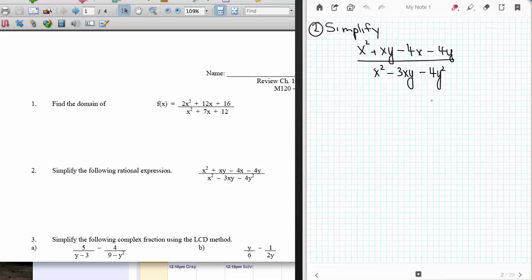Simplification of a rational expression is yet another application of factoring. So what we're going to do is factor both the numerator and the denominator of the rational expression so that we can see the common factors so that we can cancel them.